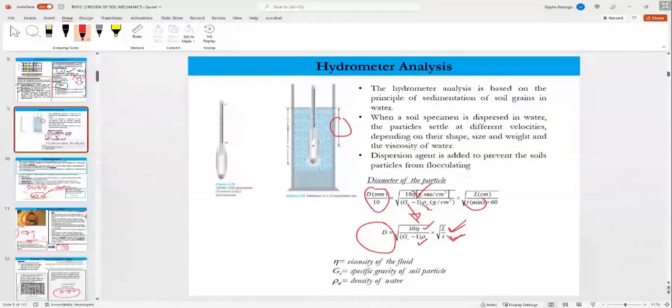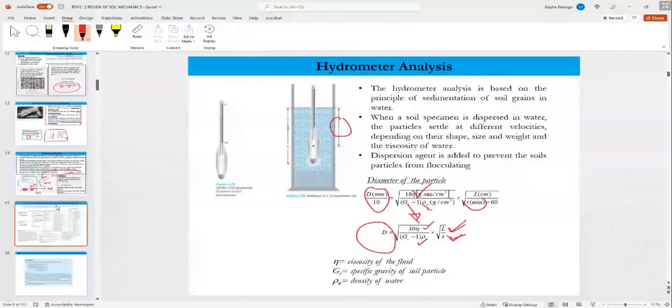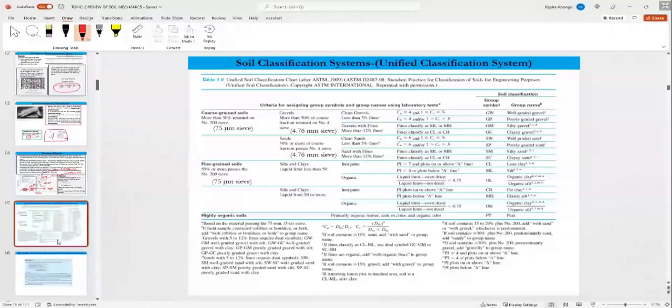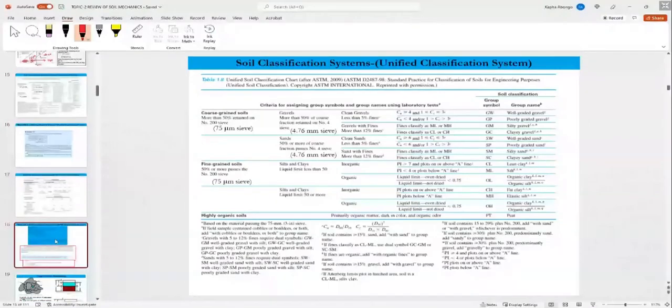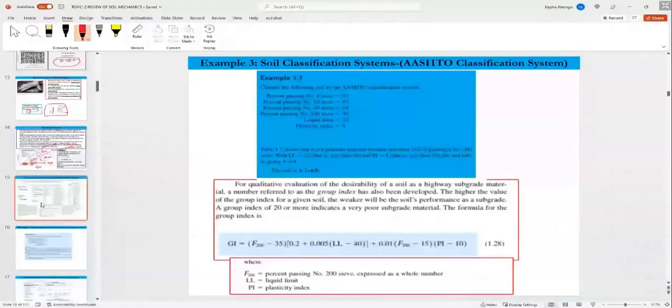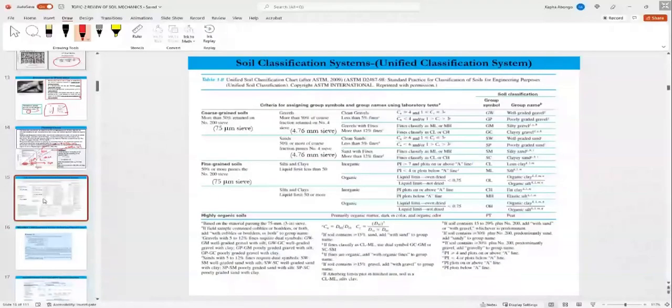Now we need to fully classify the soil. We have various classification systems, but two are more common: the unified classification system, and the other classification system. So let me walk you through the unified classification system.